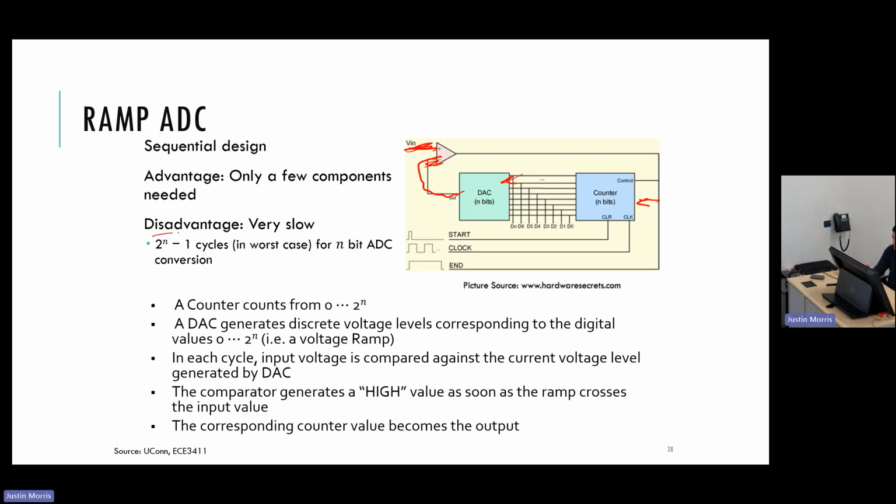So the disadvantage is that it's very slow, right? Like for our example of 3 bits, if the input voltage is in that highest threshold, it would take 7 cycles to figure out that the input voltage needs the highest output. So that's in the worst case. It takes 2 to the n minus 1 cycles for this analog to digital conversion. But the advantage, it's very small, right? So we see how this one works.